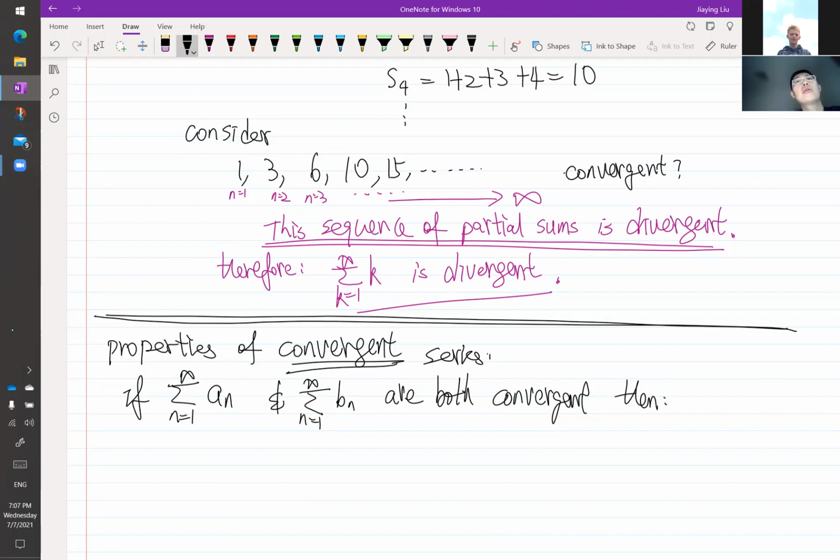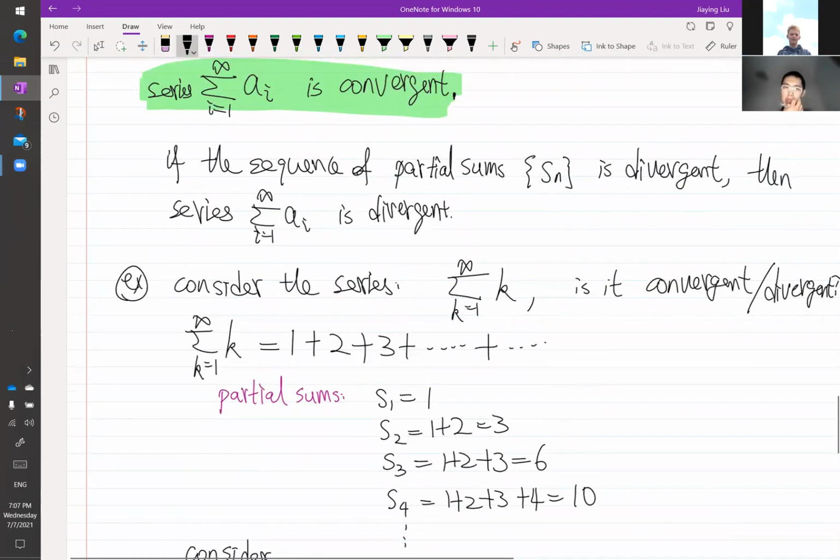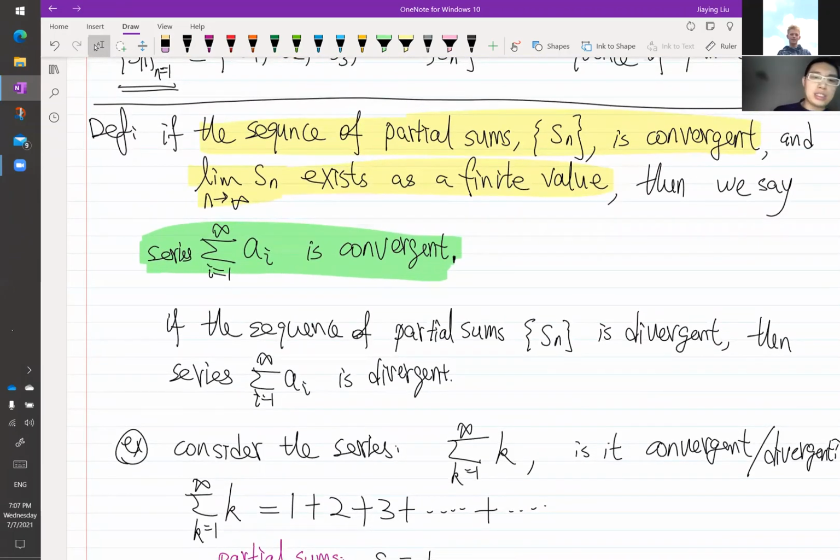How can you tell that it's divergent? Divergent basically means that, let me give you a more intuitive definition of a series that's divergent. It basically means that the sum is going to go to infinity. Right? How can you tell?